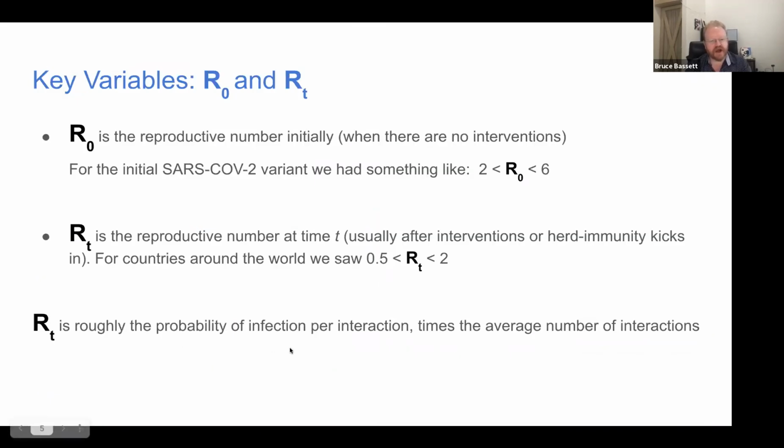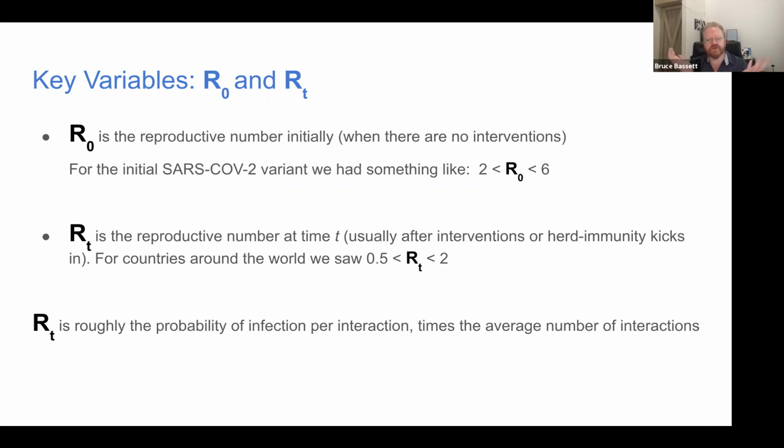The key thing is that you can think of RT as roughly the probability of getting infected on average every time you interact with somebody, times the average number of interactions that people have. So you can reduce RT, and this should be the number of interactions between people who are infected and susceptible. So you can get RT to be small if there are very few people who haven't been infected.